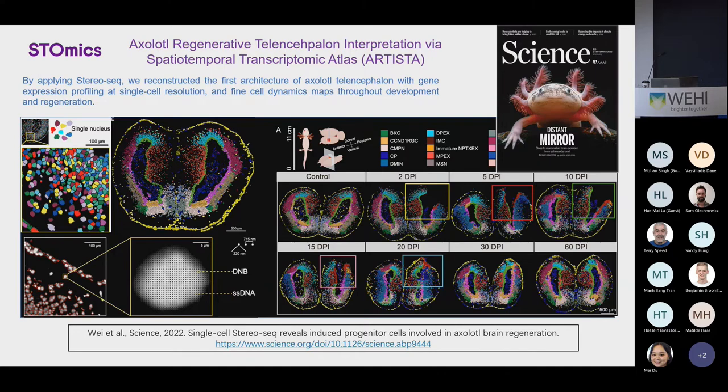And through Stereo-seq, we were able to get down to single-cell resolution and identify a pocket of cells at the site of injury that became induced progenitor cells, and also cells that actually revert to immature neuronal states, as well as identify cell state transitions that occur in the regrowth process that are very similar to early embryonic neurogenesis. So this is yet another example of the power of Stereo-seq and how it has been used to understand biology.